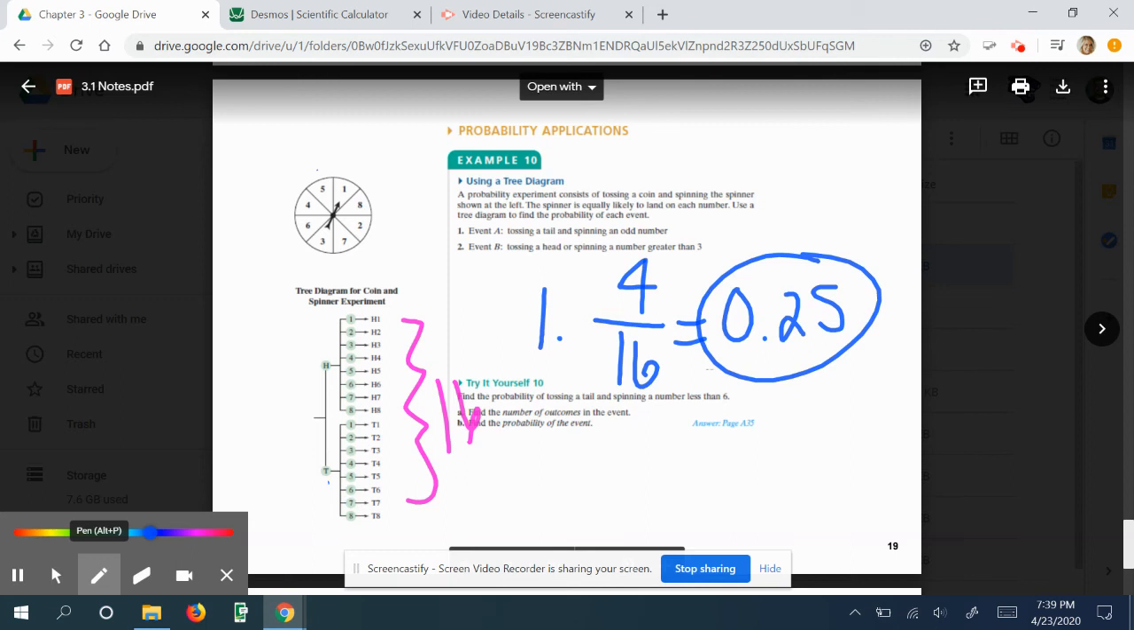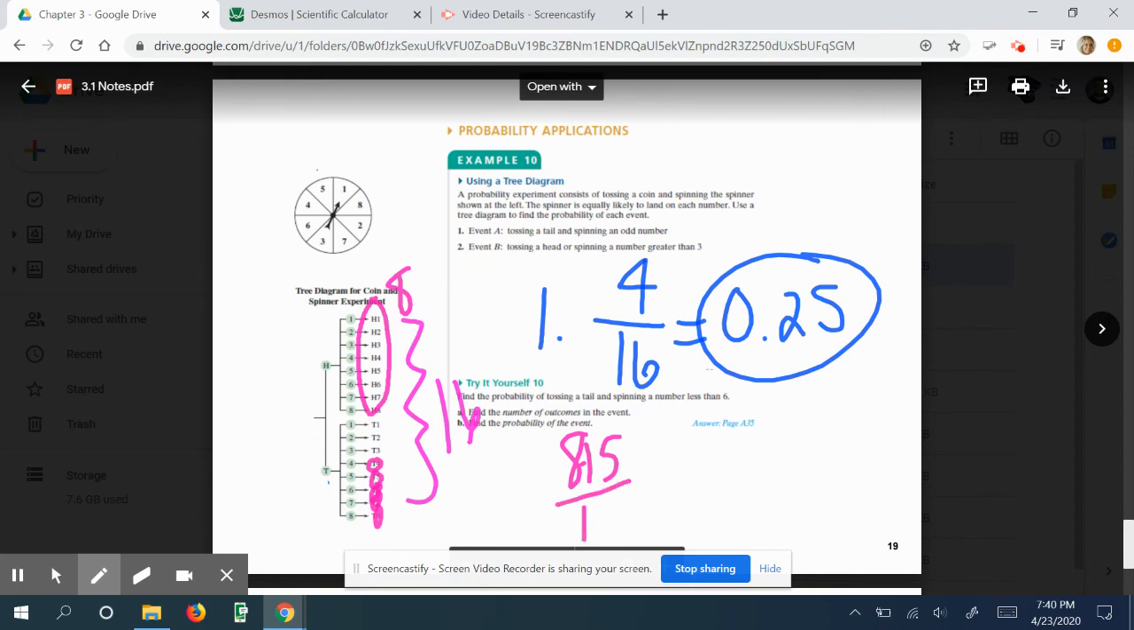Now event B, we're asked to find, event B is tossing a heads or spinning a number that is greater than 3. So tossing a heads is this one right here. So all of them. So that's the 8 right there. Or spinning a number that's greater than 3. So that could be 4, 5, 6, 7, 8. And you'll notice I already counted those 4, 5, 6, 7, 8 over here. So I don't have to recount them. So there's 8 here, and then 1, 2, 3, 4, 5 more over here. So 8 plus 5 over 16 is going to be 13 out of 16.